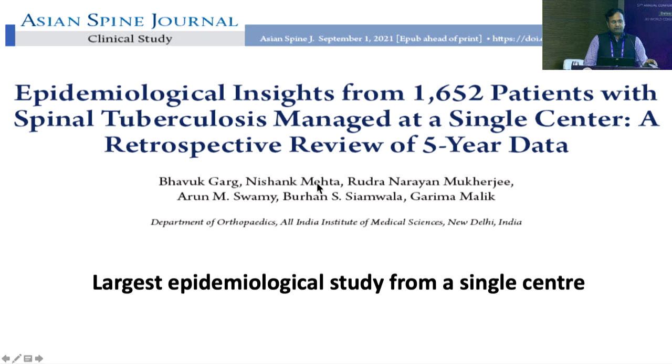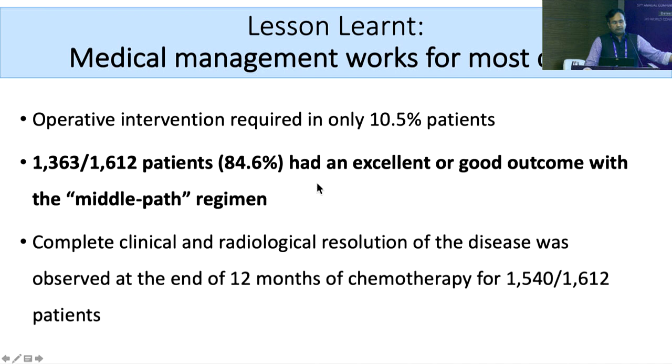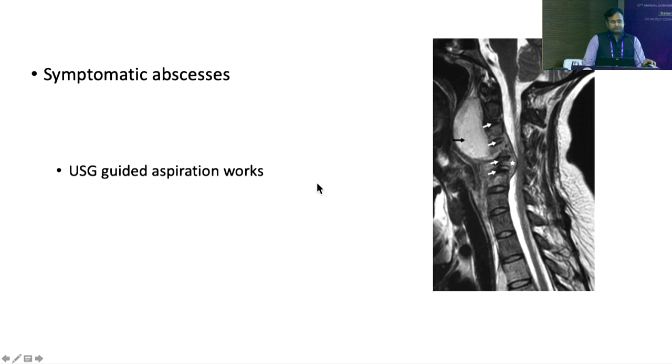So this is the largest study which we published, of 1,652 patients, which has doubled now in the last 2.5 years. And we could get good results following the middle path regime. Only 10.5% of the patients require operative interventions. Symptomatic abscesses, even if they present with respiratory distress, you can just go for ultrasound guided drainage and they all do well, and then you can treat them conservatively.